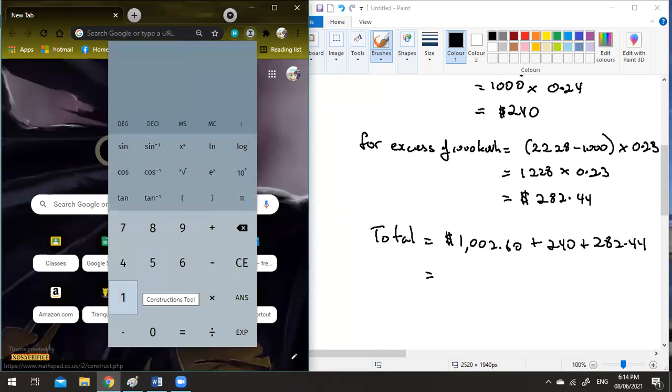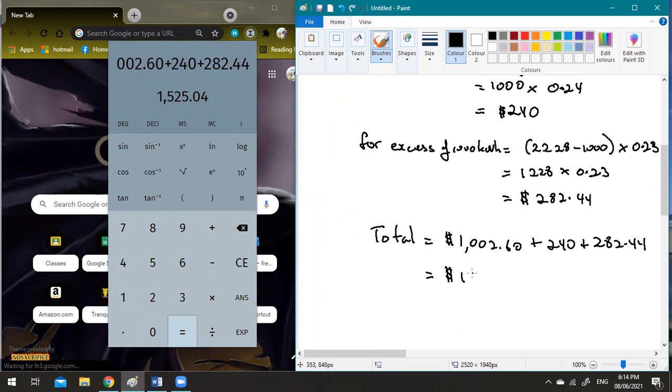So 1002.60 add 240 add 282.44. So at the end, you'll have to pay $1,525.04.